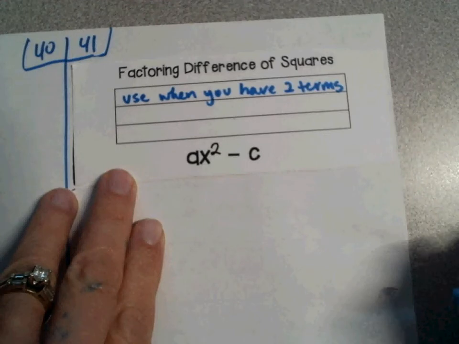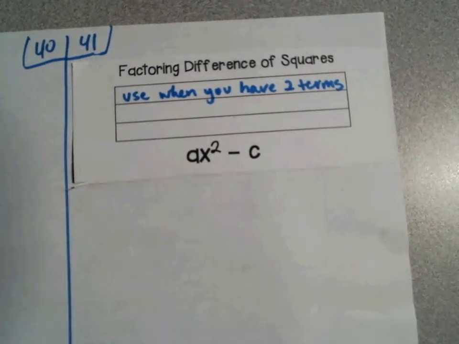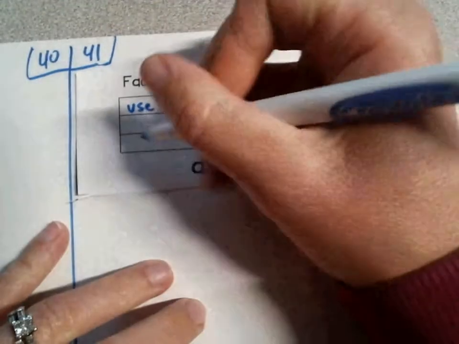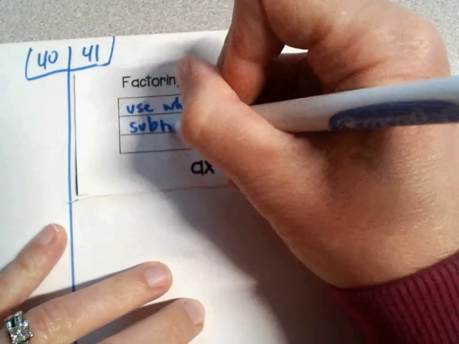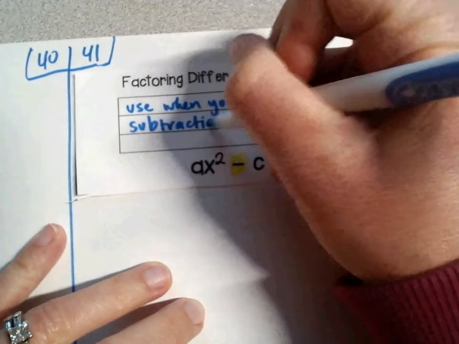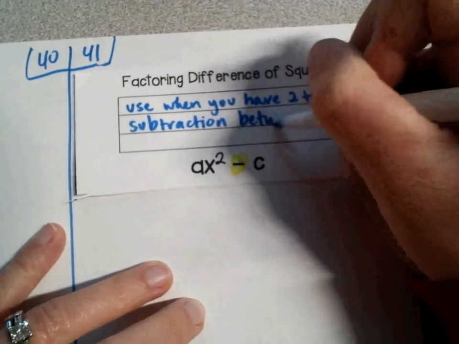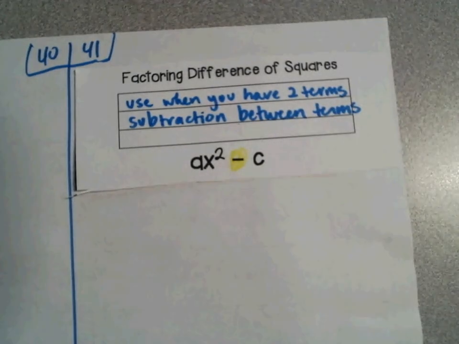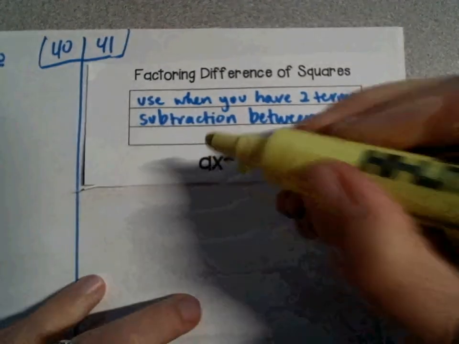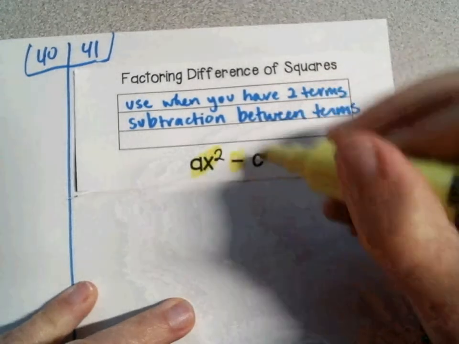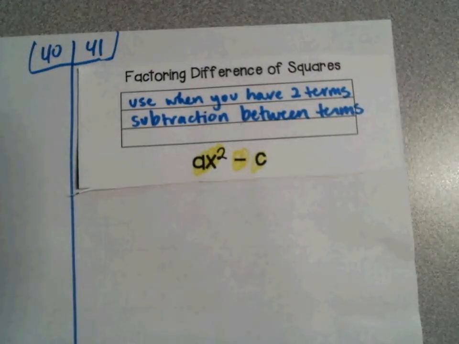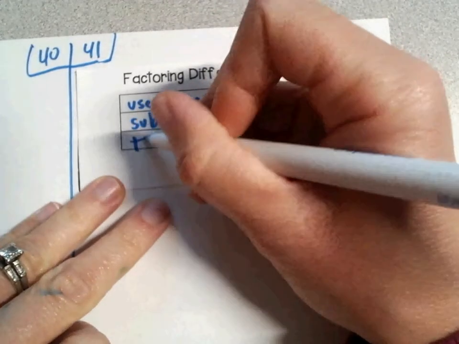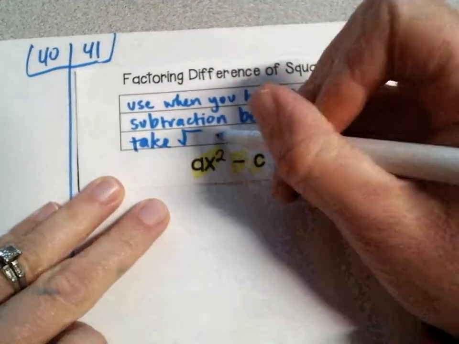Another thing you need to have is a minus in the middle. So you have to have subtraction between the terms. And then the last thing is you must be able to take the square root of each of the terms. So you have to be able to take the square root of each term.